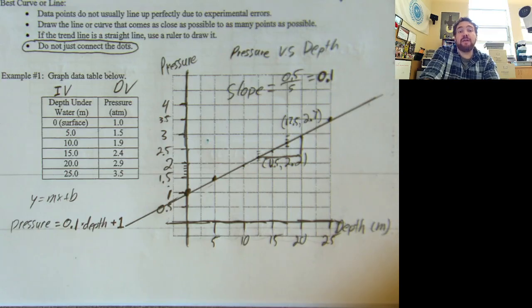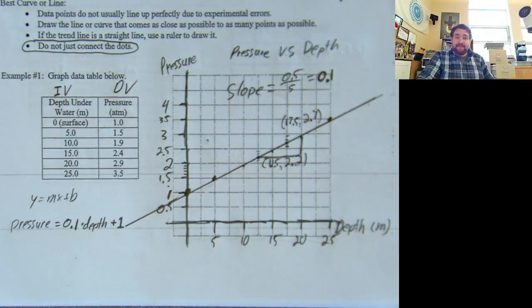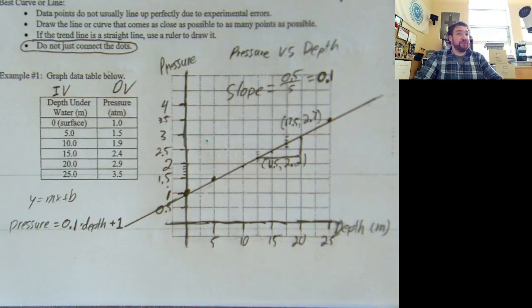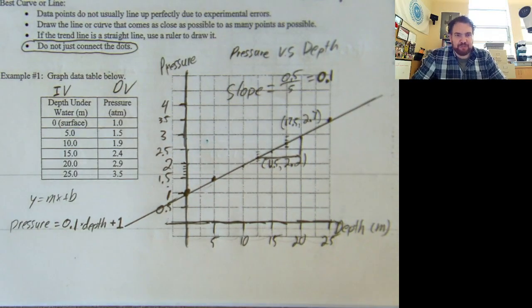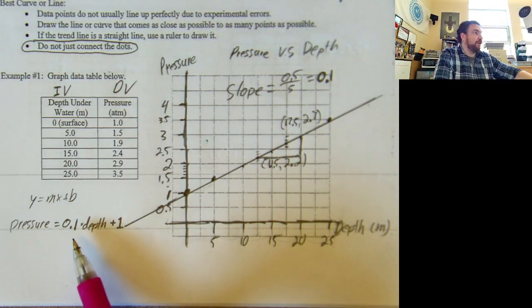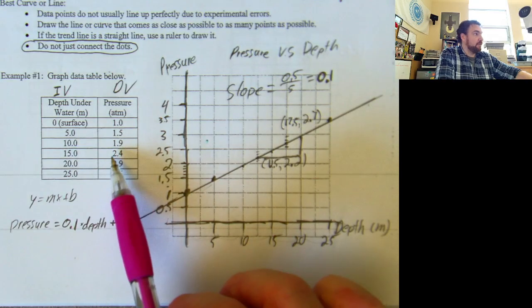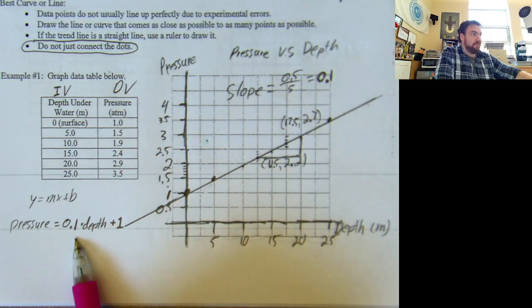Pressure. And a quick Google search will reveal that the relationship between underwater depth and pressure is that the pressure increases by approximately 1 atmosphere for every 10 meters of depth. Is that what we've figured out here based on our equation?